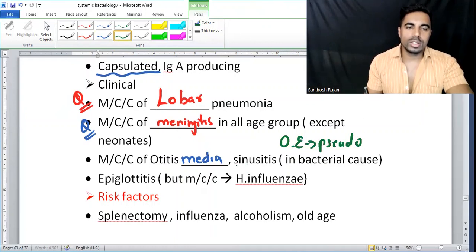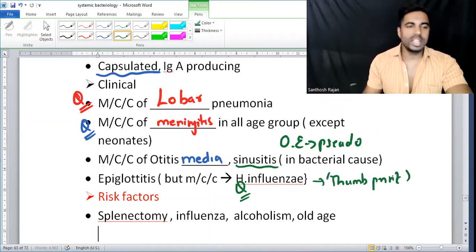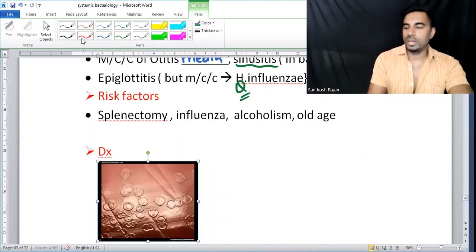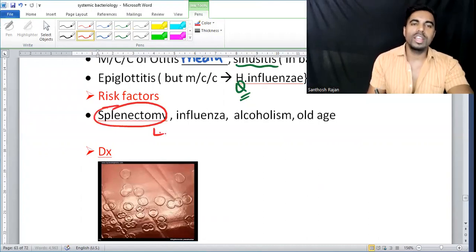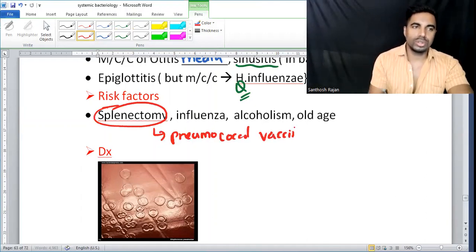Now, here it causes sinusitis. Epiglottitis also, but epiglottitis most common cause is H. influenzae, because H. influenzae means capsule. You know the sign on X-ray, you see thumbprint appearance. Okay, thumbprint appearance. That's also a question on X-ray. So any epiglottitis may ho sakta hai. Risk factor splenectomy. In splenectomy, which vaccine is indicated? We have to give the pneumococcal vaccine. That's an important question frequently asked. Pneumococcal vaccine is important. We are going to talk about it in a while. Please don't forget.